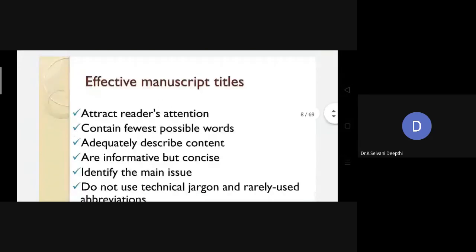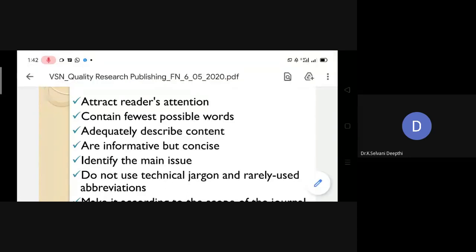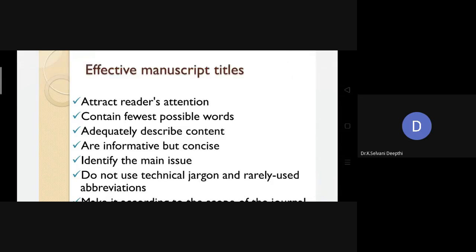How to write an effective manuscript title. The title should not be too long or too short. It should be in between, in the middle. As far as possible, make it abstract, but it can explain everything we have done in the entire paper. If it reflects that, that is a nice title.